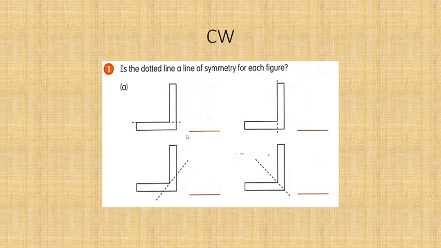Okay, let's start with the first shape. If I draw a line here and try to fold this shape on itself, will it be identical? Of course not, because if I fold this shape, it's going to go down here, so it's not going to be identical. The answer is no. It's not a line of symmetry.